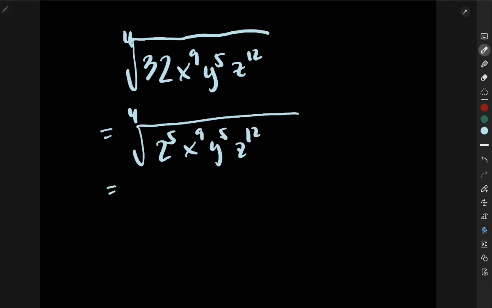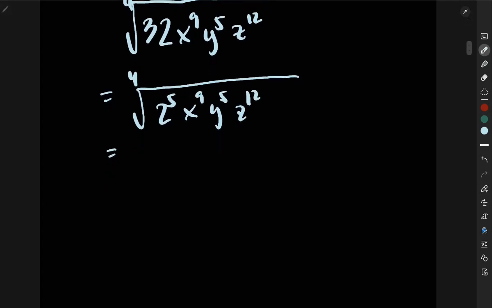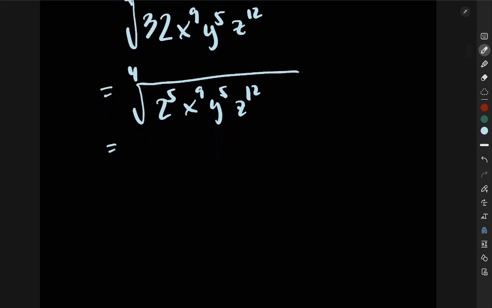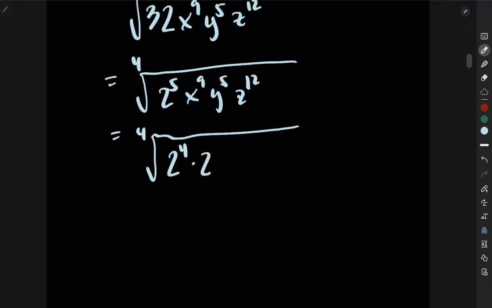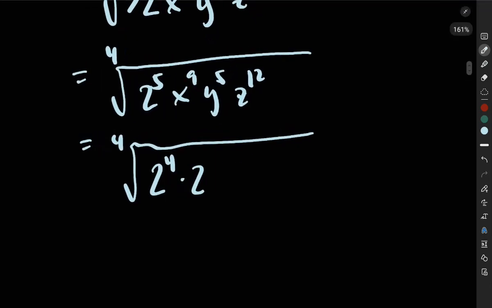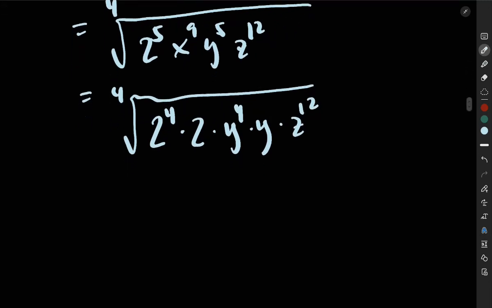Okay, so let's continue. It's not yet a multiple of 4 except for z to the power of 12. But we can rewrite this so that we can have a multiple of 4. We can write 2 to the power of 5 as 2 to the power of 4 times 2. So we have one multiple of 4 and the others are not. And then for y to the power of 5, we'll separate y to the power of 4 and times y. While z already has an exponent that is a multiple of 4, it's divisible by 4, which is 12, so we don't need to do anything with that.